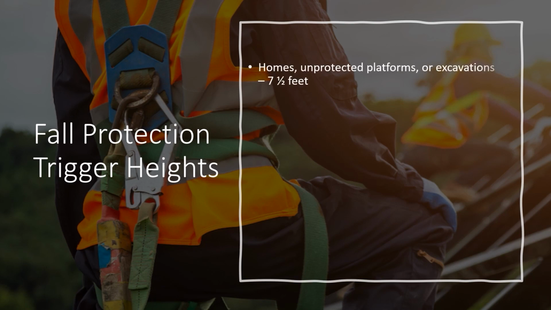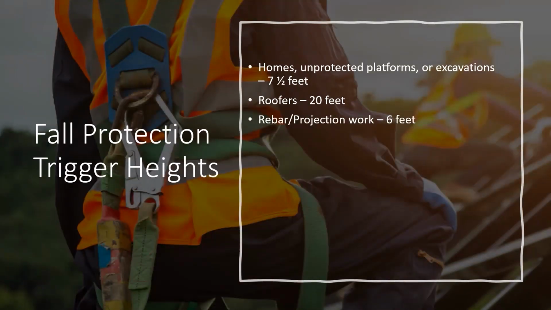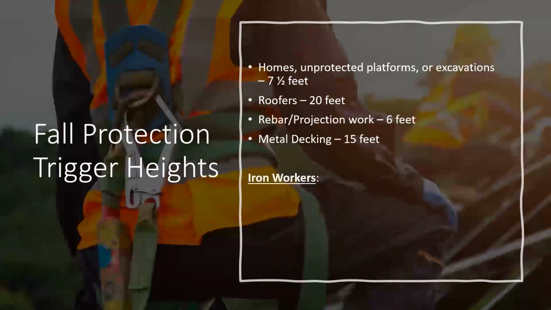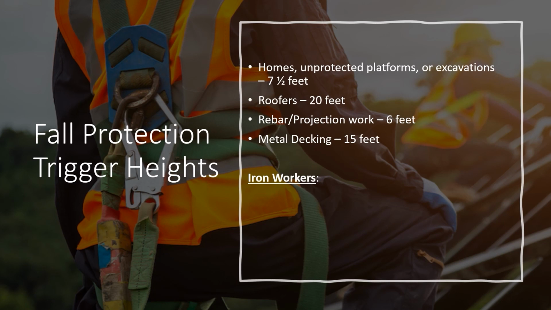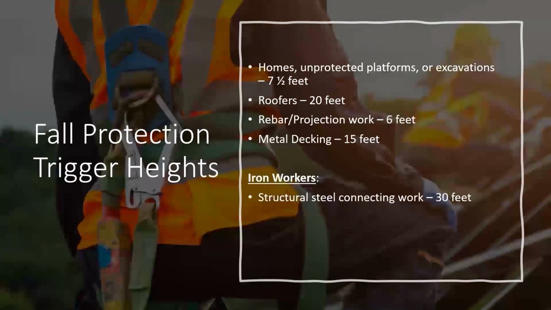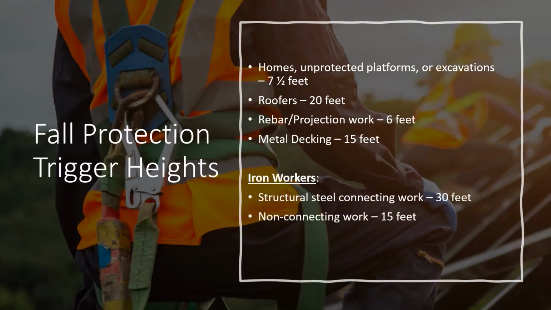Work on most residential homes, unprotected platforms, scaffolds, or excavations requires fall protection at 7.5 feet. Roofers must implement fall protection at 20 feet. Working with rebar or similar projections requires fall protection at 6 feet. In metal decking work, workers must be protected from falls of 15 feet or more. In steel erection work, iron workers must use personal fall protection where fall distances exceed 30 feet while performing structural steel connecting work, and 15 feet while performing work other than connecting.